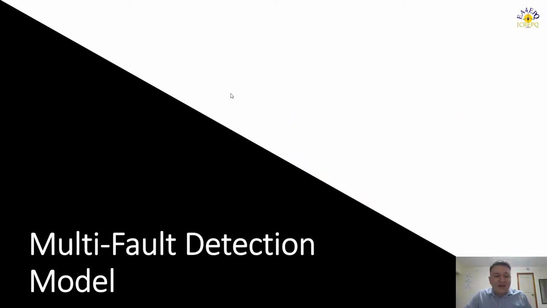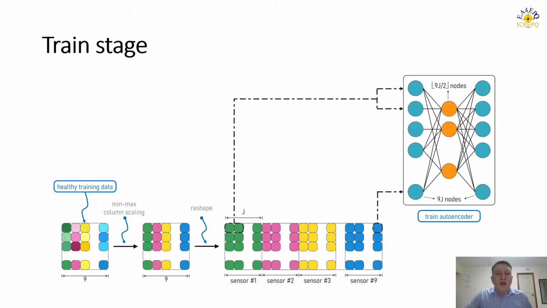So, next we have the multi-fault detection model. In this figure, we can see the application of the above matrix transformation, because that's the data reshape done for each sensor. As we can see, in this case we observe, for example, 3 columns per sensor, which is a J value equal to 3. Next, with the prepared data, we are ready to send those to the AutoEncoder for the training stage.